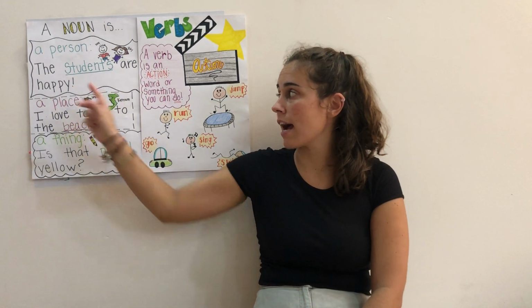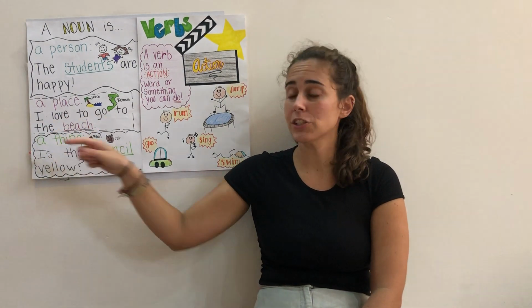Before we get started, I want to go over nouns and verbs because when we were talking yesterday, I realized that some of you know and some of you not so much, not yet, right? So first, let's go over a noun, and we know that nouns are 3 different things. A person: the students are happy. A place: I love to go to the beach. And a thing: is that pencil yellow? So we know 3 different things, a person, place, or a thing, right?